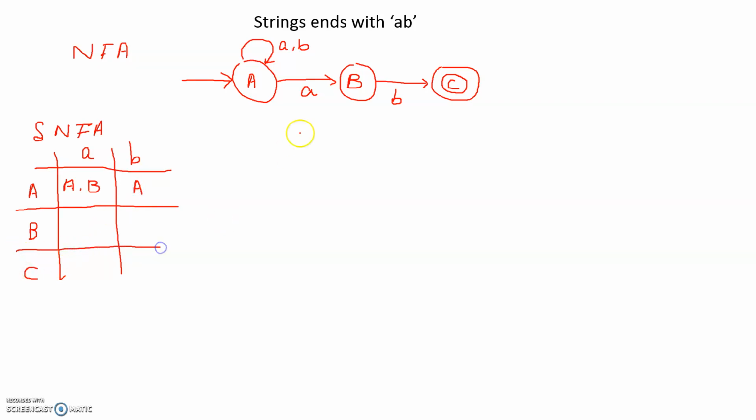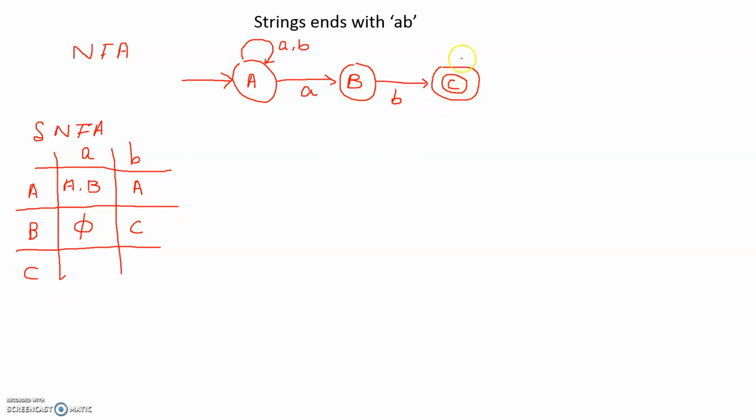Now take the second state B. If the automaton is at state B and it is receiving a small letter A, the transition has not been given here. It's not there. So we can write a phi here because the transition is not given in the diagram. And on seeing a B, it will go to state C.